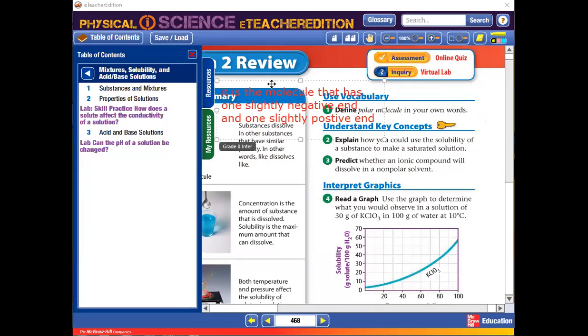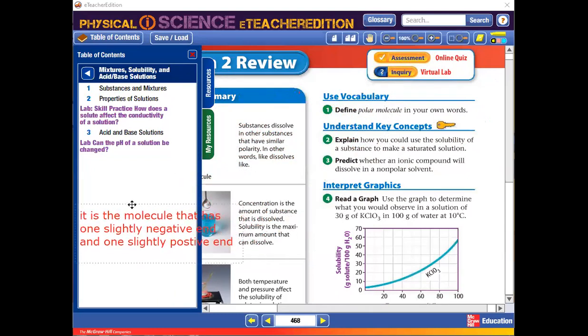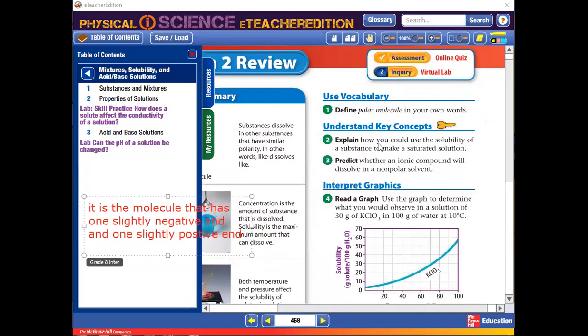Okay, the next question. What do you think? Okay, so here it asks you: explain how you could use the solubility of a substance to make a saturated solution. If you know the solubility of a substance, could it be useful for you to make a saturated solution?